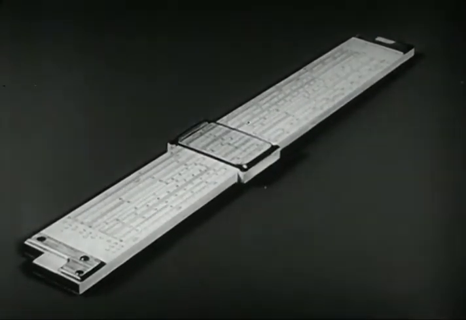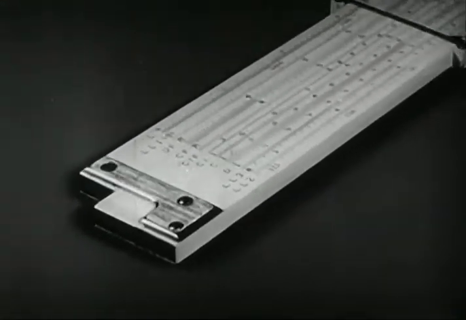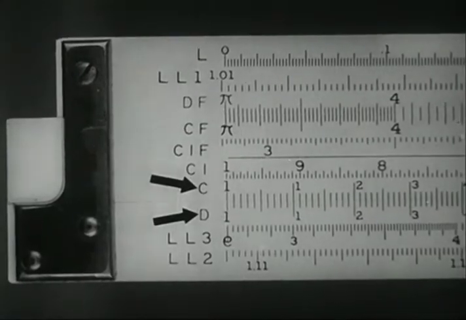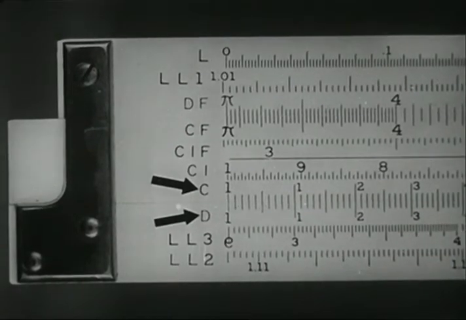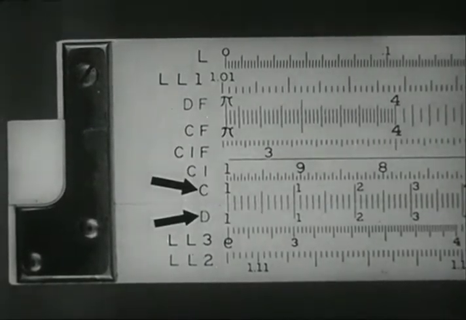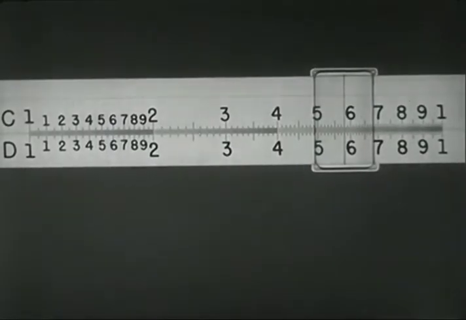A study of the standard slide rule shows that of all scales on the rule, the C and D scales are the ones most commonly used for multiplication and division. Let us review these procedures using a simplified rule with enlarged figures.